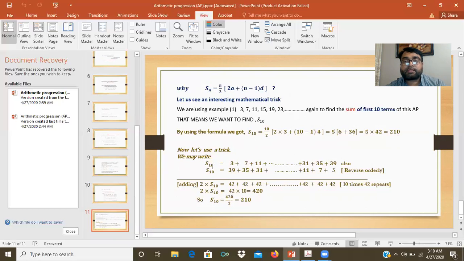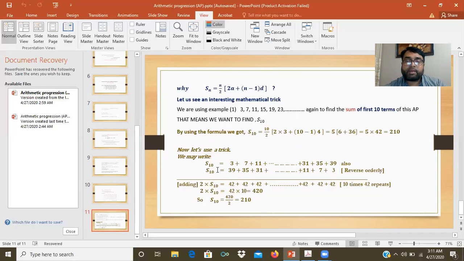We may write S10 as 3 plus 7 plus 11, and thus, and if it goes like this, then 31, 35, 39. Actually, I'm not mentioning all the 10 numbers here, but I'm just mentioning the first 3 terms and last 3 terms. Okay, so we can write this series in reverse order, like S10 again. I'm starting with the last term, then the second last, then third last, and then the first 3 terms coming up just in reverse order like this, you see.